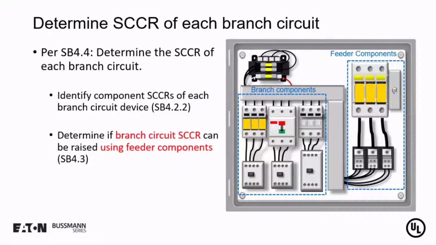And when you specify those components, the objective is to have those components raise the short circuit current rating of the individual branch circuits. So you need to determine if the branch circuit SCR can be raised by using the feeder components. And raising the branch circuit current using current limitation is a very important tactic used by panel manufacturers to increase the overall rating of the panel to meet customer and application needs. And I'll turn it back over to Dan to get us started on discussing this very important tactic.